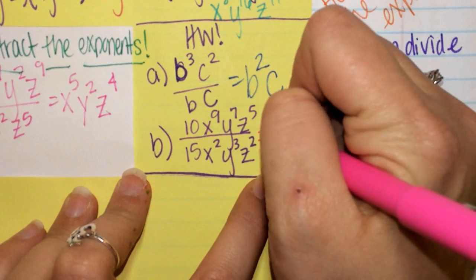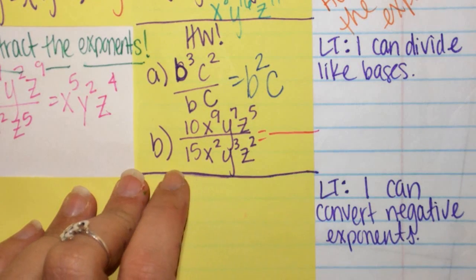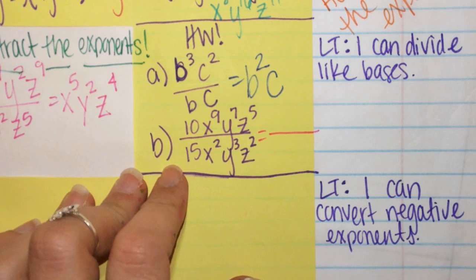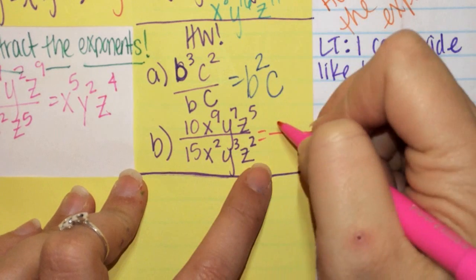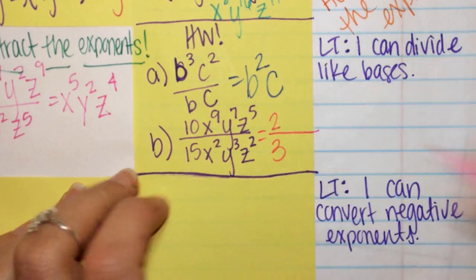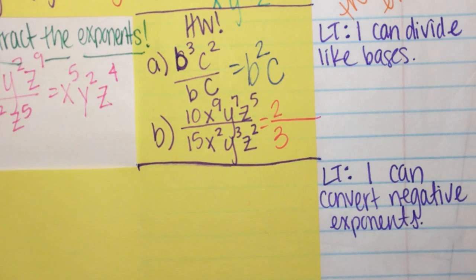Now, does 15 go into 10 evenly? No. What's the biggest number that goes into 10 and 15? 5. Alright, what's 10 divided by 5? What's 15 divided by 5? Does everybody see what I did? Yes. What did I do? You divided them by their common denominator.